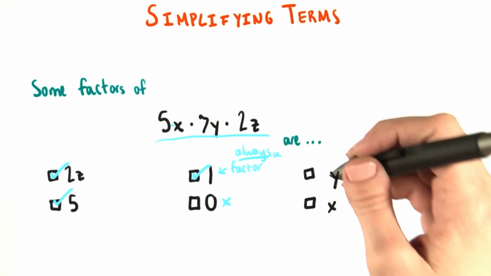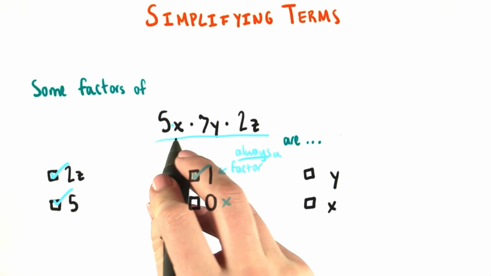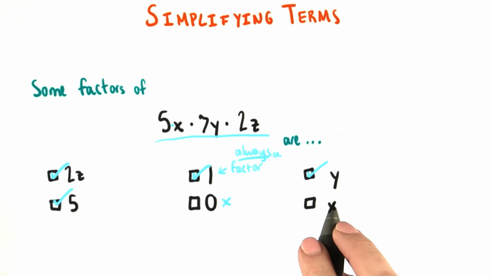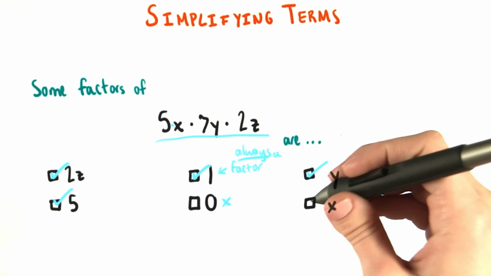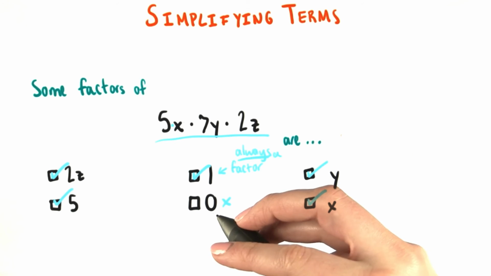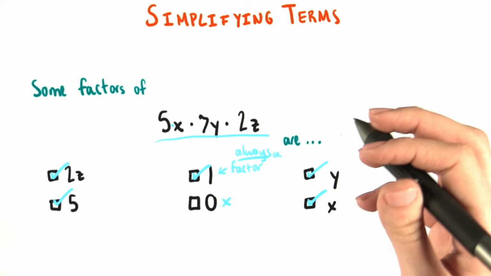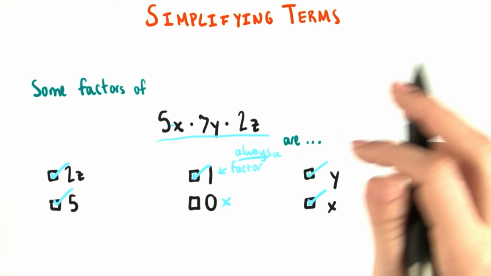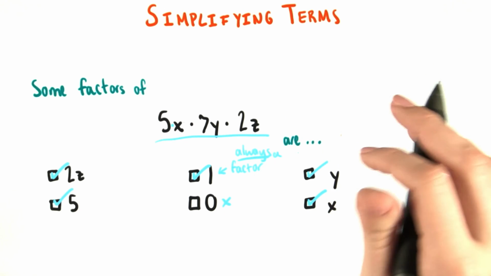We know that y is multiplied by 7 and also by 5x and 2z to come up with this term, so we should check that one off as well. And x works in the same way. So we've checked everything off except for the 0. That was great. I know that factors are a little bit trickier than terms, so I hope that this vocabulary word is starting to make a little bit of sense. We'll keep using it really frequently.